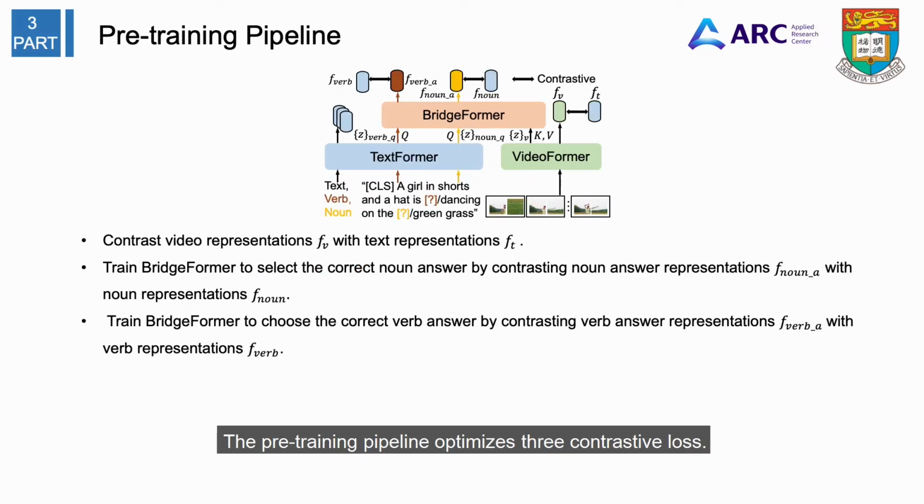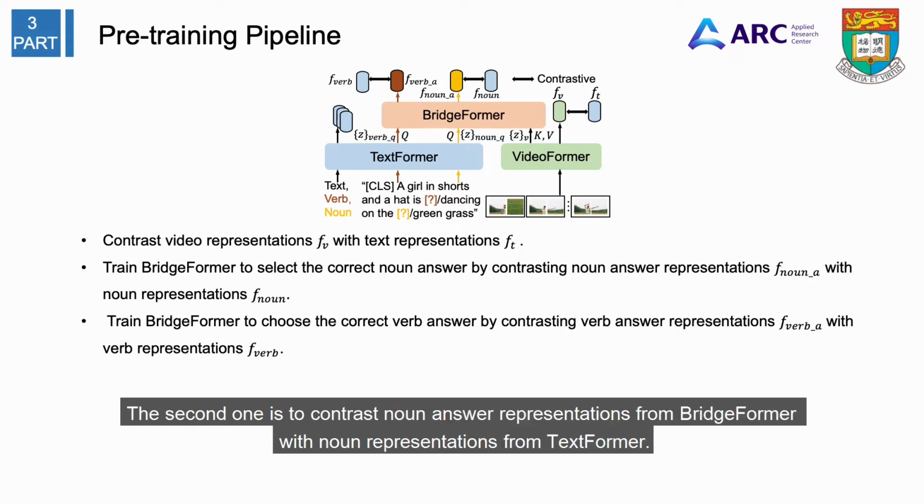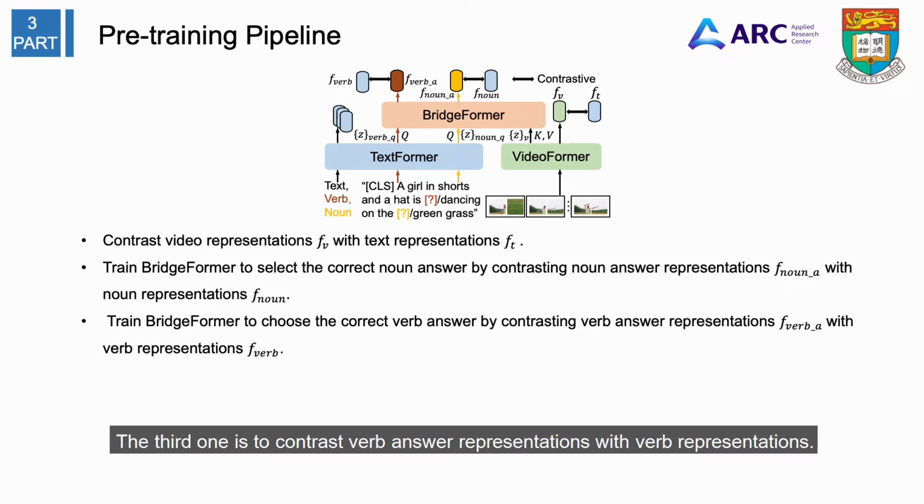The pre-training pipeline optimizes three contrastive losses. The first one is to contrast video representations with text representations. The second one is to contrast noun-answer representations from bridge format with noun representations from text format. The third one is to contrast verb-answer representations with verb representations.